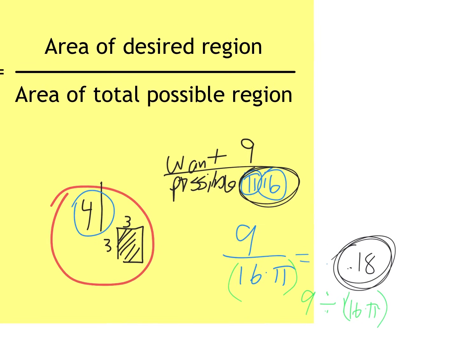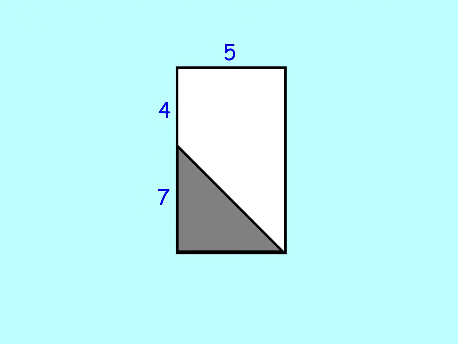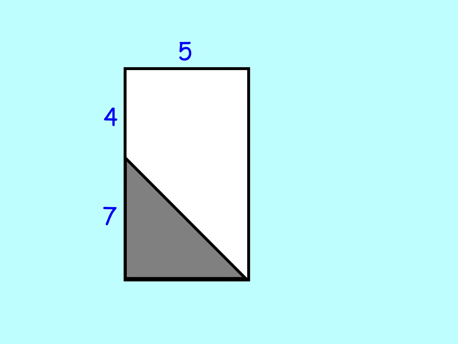All right, we're going to do another one like that with this page. Do you get that the shaded region is usually the region you're trying to hit? If you haven't caught this yet, that's usually what they're doing. So figure out the area of what you want, which is the shaded, and then divide by the area of the whole thing.